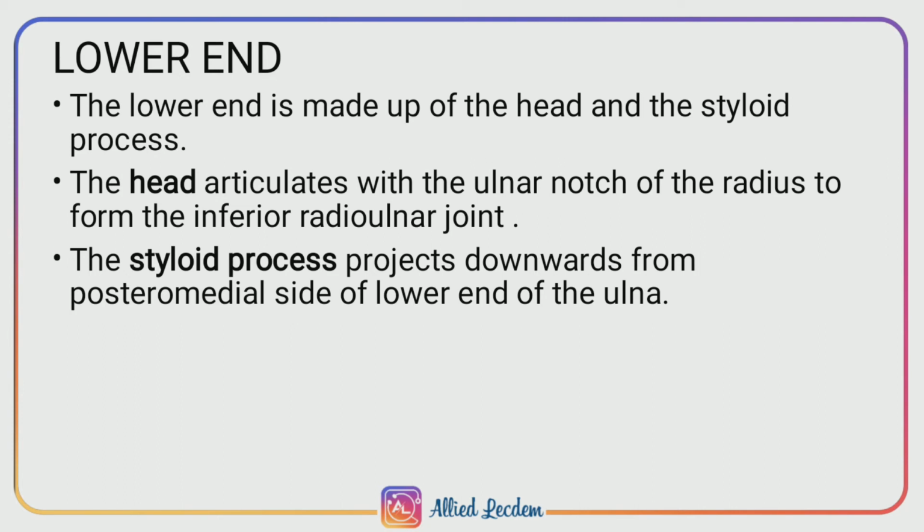The lower end is made up of the head and the styloid process. The head of the ulna is lateral. The distal end of the ulna is the head of the ulna. It articulates with the ulnar notch on the radius and with the triangular articular disc in the wrist joint, whereas the styloid process is a medial eminence of bone that provides a surface for the ulnar collateral ligament. So the features of the ulnar bone are nothing but the upper end, shaft and the lower end.